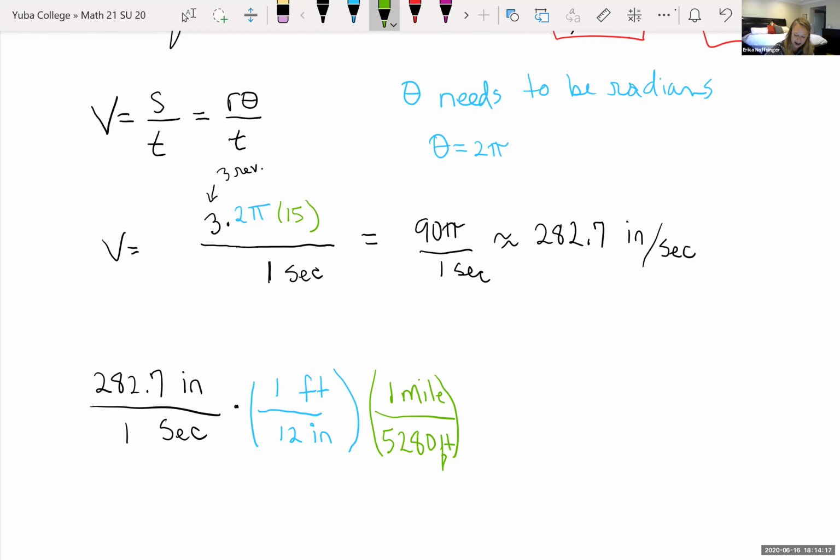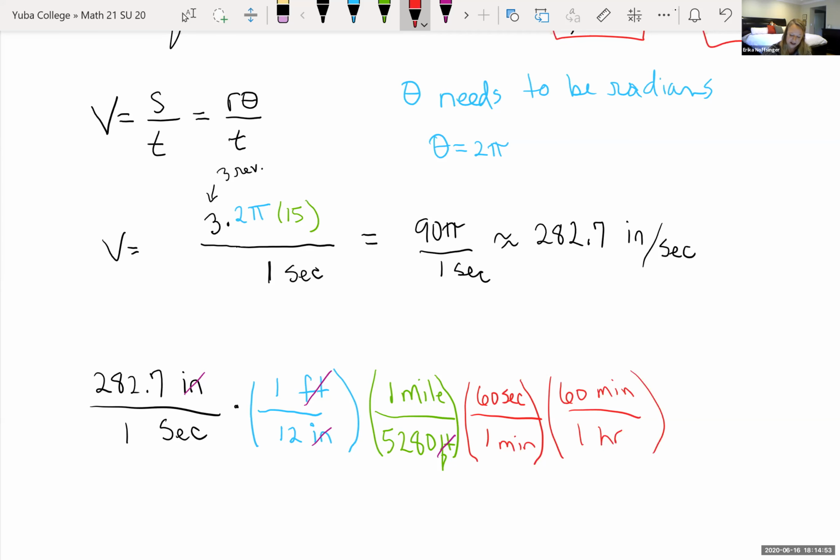So right now I've gotten everything into miles, but I'm still in terms of seconds, and I want this per hour. So let's multiply things that are going to cancel out the seconds and give us hours. Well, we know that there's 60 seconds in 1 minute. And I know that there's 60 minutes in 1 hour. So my units of minutes cancel, my units of seconds over here cancel.